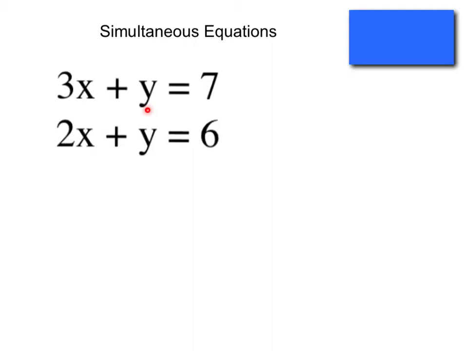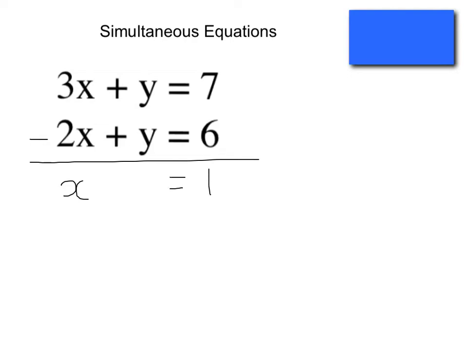I can eliminate in these equations the y variable because the y variables both have the same coefficients. They both have a 1. I can eliminate them by subtracting one equation from the other. 3x take away 2x leaves me with x. Y minus y becomes 0, so I've eliminated it, and 7 take away 6 is 1.